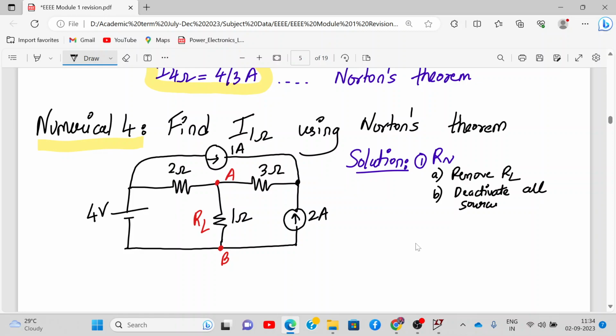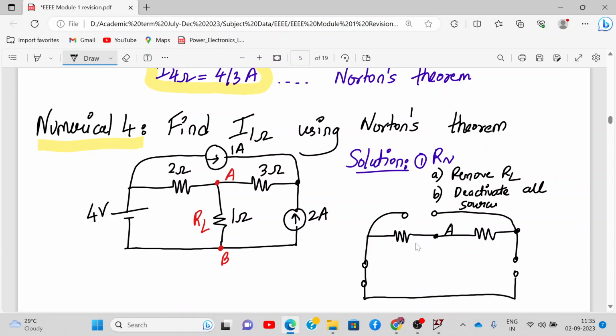So let's do that. The 4 volt voltage source is short circuited. This is 2 ohm. Remove RL, so load RL will be gone. This is point A. This is open circuit above, and this also is open circuit. Okay, this is very challenging now.